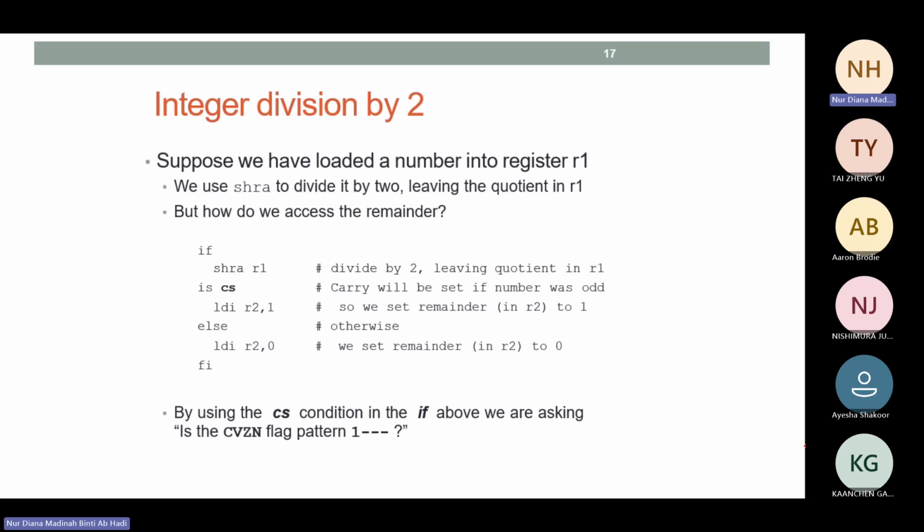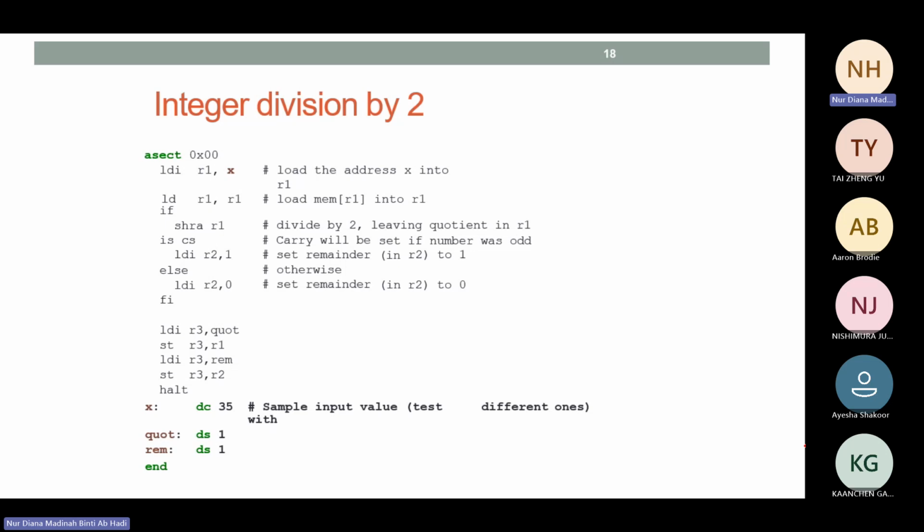So if SHRA R1 divided by 2, leaving quotient in R1, is CS, it means that carry will be set if your number was odd. You will load your R2 with 1, so we have the remainder in your R2. Else, we will load R2 with 0. By using the CS condition, the if above is asking whether your flag pattern is 1 dash dash dash. So this will be the sample code for the full assembly language.